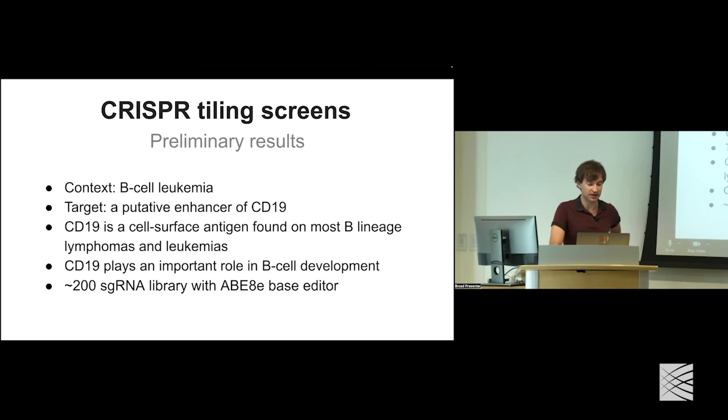So the context here is that of B-cell leukemia. The target is a putative enhancer of CD19, which is a gene. And CD19 is also a cell surface antigen found on most B-cell lineages, B-cell lymphomas and leukemias. It's a transmembrane protein, and it's known to play an important role in B-cell development. And so we used a single guide RNA library using the adenine base editor 8e to introduce edits into these cells, and followed the procedure on the previous slide.